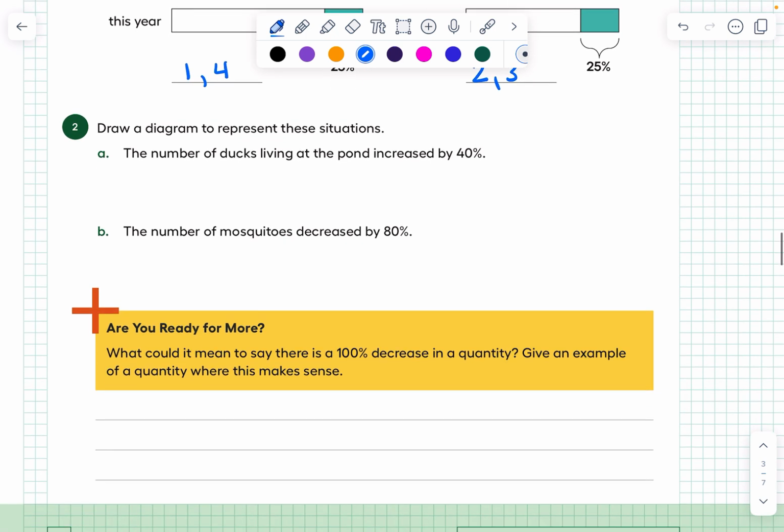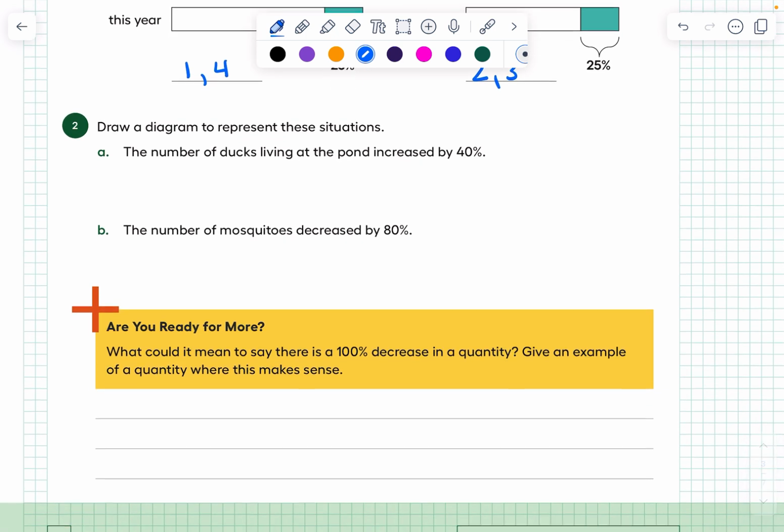Okay, number 2, it says draw a diagram to represent these situations. We're going to do something a little bit different because I want you guys to start getting used to writing the percentage to get to the sentence, to get to the equation. Because again, the equation is gold.